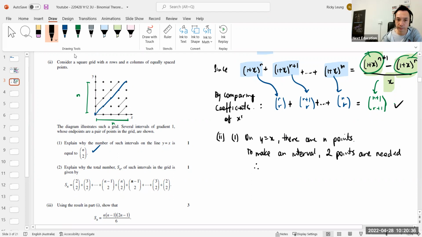Therefore, the number of intervals equals n choose 2. Right? Piece of cake. Yeah? Nothing too hard about that.